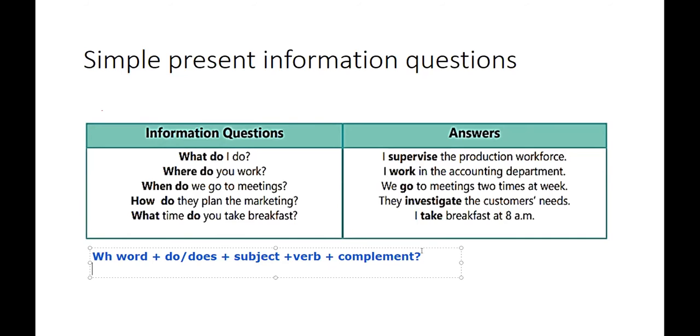Vamos a tomar una de las oraciones que nos dan ahí y vamos a escribir la estructura. Tenemos aquí WH word. Let's go with number three. It says when, WH word. When, ¿cuál es el auxiliar? Do. When do. What is the subject in this question? We. And the verb? Go. And the complement? Two meetings. And the question mark. Look at this. Right?